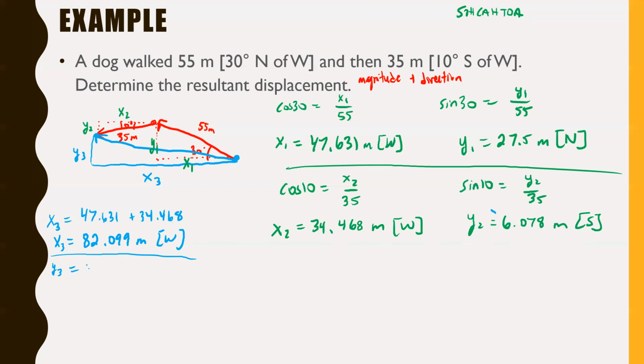Anyway, so I'll say 27.5 meters. That's how far we went north, minus 6.078. That's how many meters we went south. This gives me Y3 equals, give me a second here. That gives me 21.422 meters to the north, because north took over here because we went further north than we went south. All right, last thing up here.